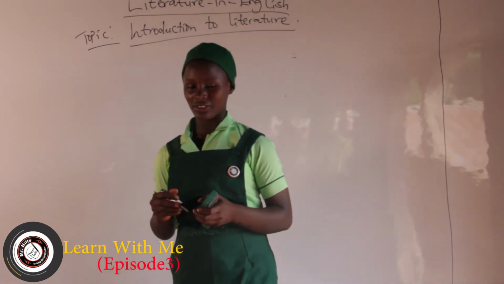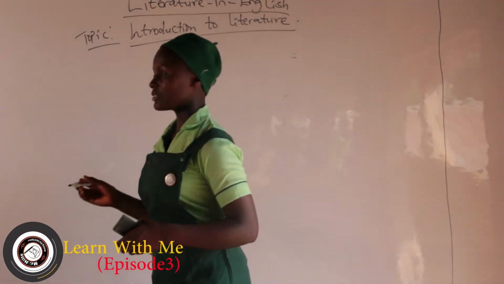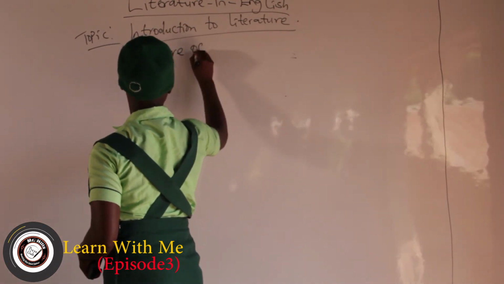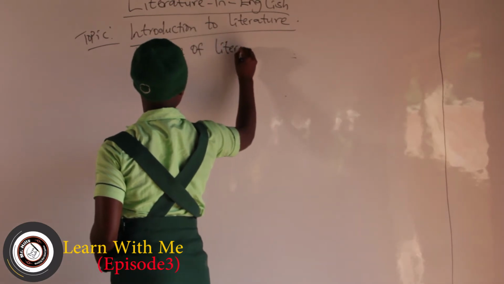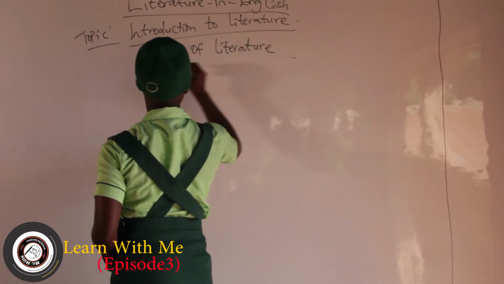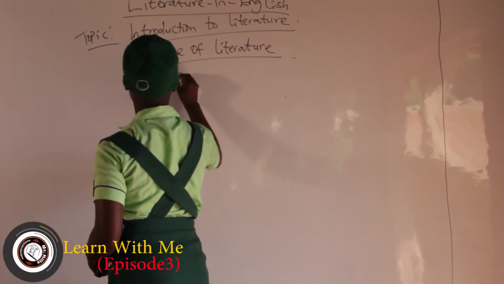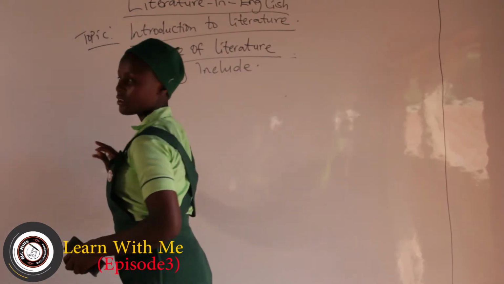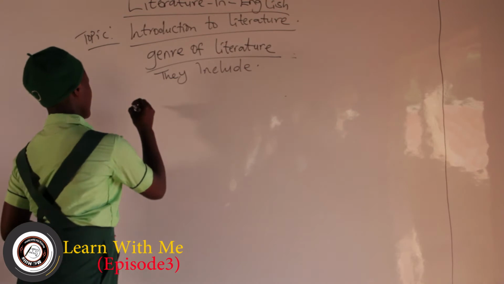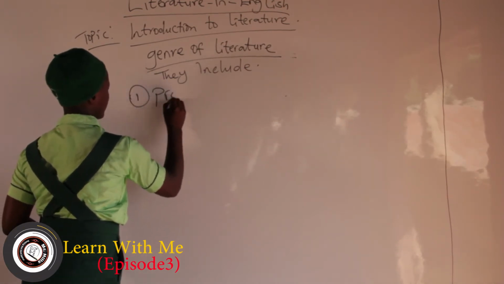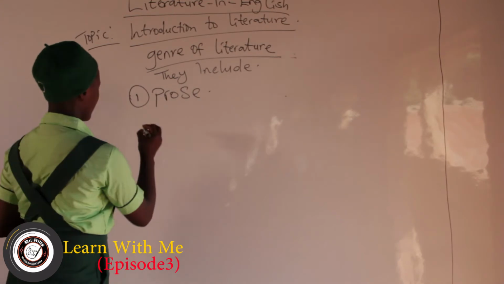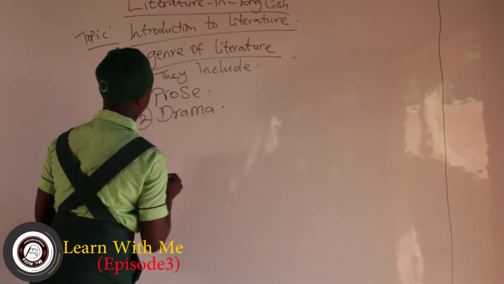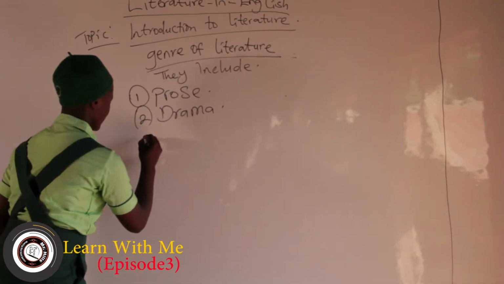We have three genres of literature. They include number one, prose, number two, drama. Lastly, number three, poetry.